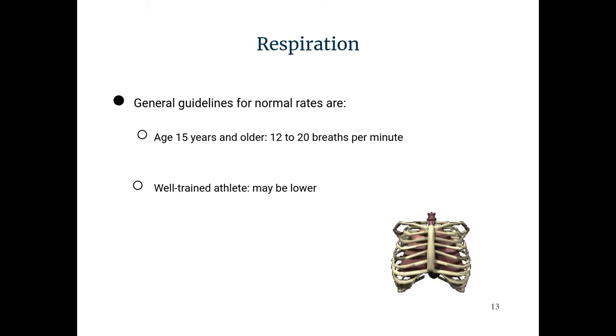General guidelines for normal rates. For somebody over the age of 15, normal respiration is going to be about 12 to 20 breaths per minute. If you are younger, you tend to have a higher rate of respiration, and even animals. If you have a small dog or a small cat at home, they breathe much more rapidly than humans, because due to their size, they're not able to produce as efficient a breath as a human. And people who are more conditioned, in better shape, tend to have lower respirations, which just means their lungs are able to have that gas exchange and work more efficiently than somebody who is not as in shape. So it's very similar to how pulse can be affected with exercise.